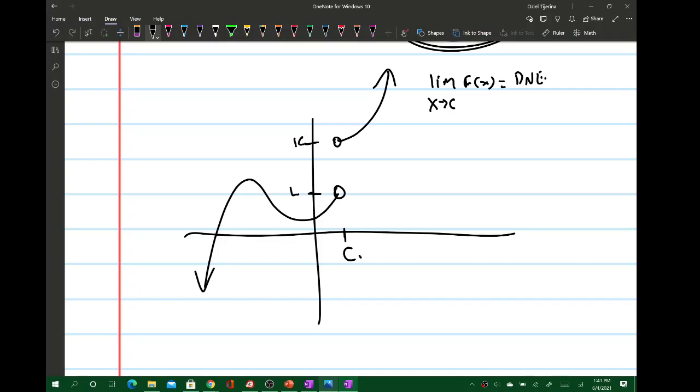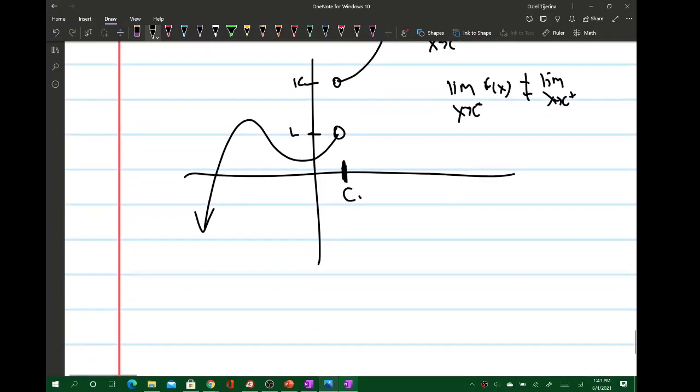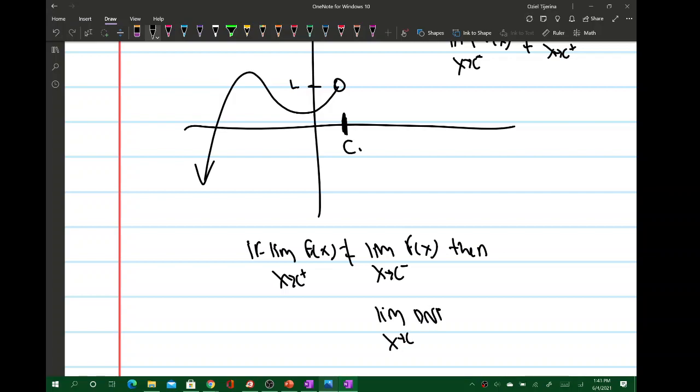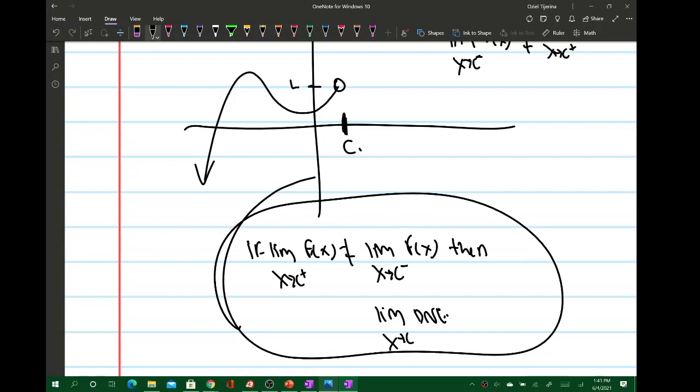How am I supposed to know if it only approaches c from one side? Because the limit as x approaches c from the left side is not equal to the limit as x approaches c from the right side. So what can we conclude about that? That means that if the limit as x approaches c of f of x from the right is not equal to the limit as x approaches c from the left side, then the limit as x approaches c does not exist. This is something we must remember, okay?